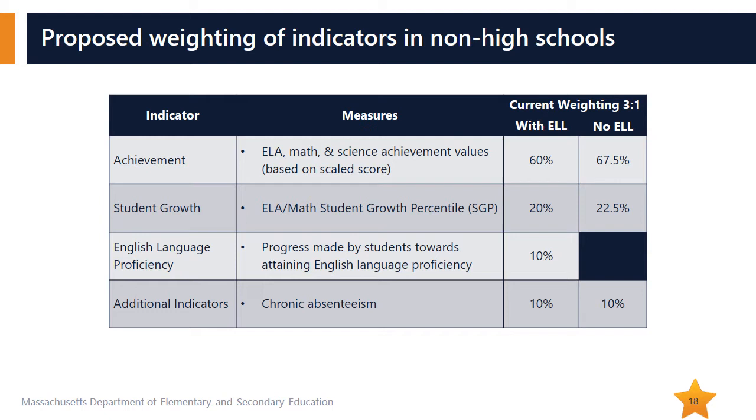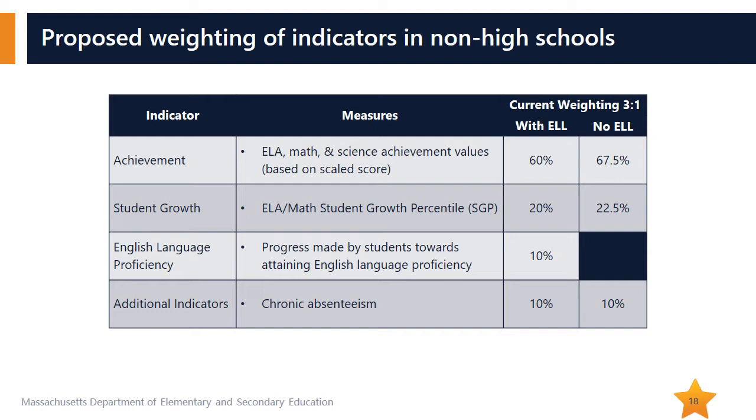In schools without results for the English language proficiency indicator, the weight for that indicator has been distributed proportionally across the achievement and growth buckets. You can see that while the actual percentages vary across achievement and growth, the ratio remains consistent at 3 to 1 in both columns. The weighting of chronic absenteeism also remains consistent in both scenarios.